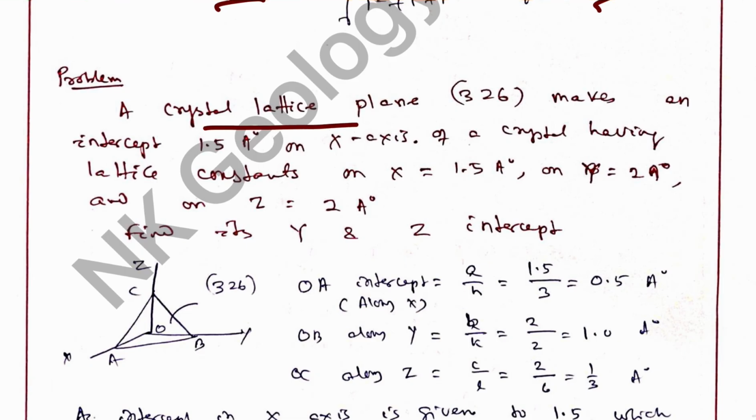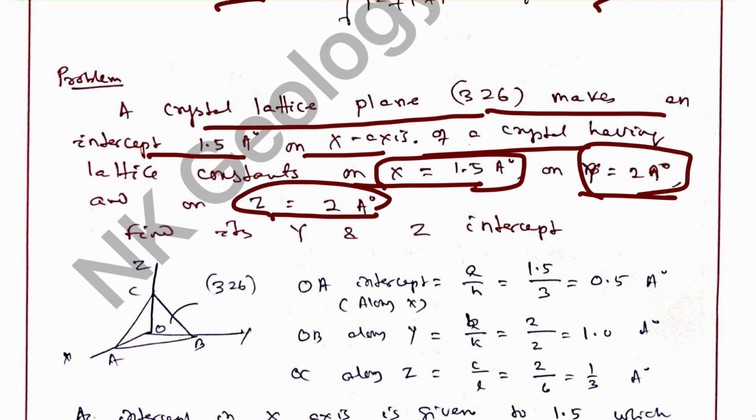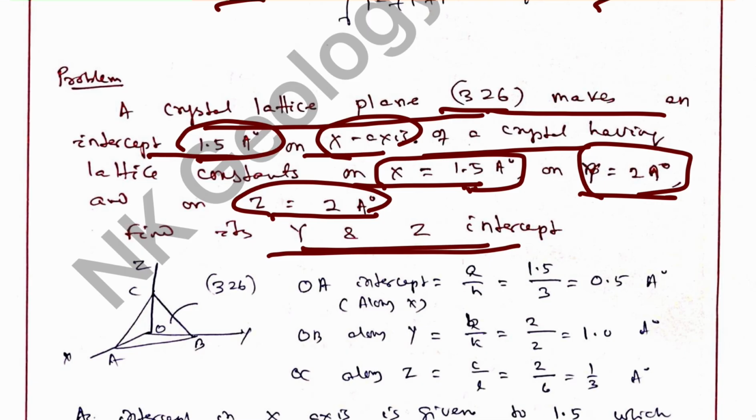Let us say a crystal lattice plane 326 makes an intercept of 1.5 angstrom on the x-axis of a crystal having lattice constants: x is 1.5 angstrom, y 2 angstrom, z 2 angstrom. So these are a, b, c. a, b, c are given. Find the y and z intercepts, because this lattice plane intersects x at 1.5 angstrom, thrice this distance. So find y and z intercepts.